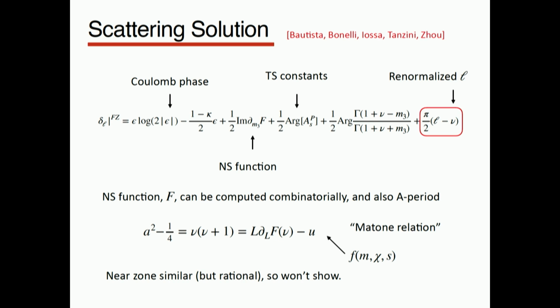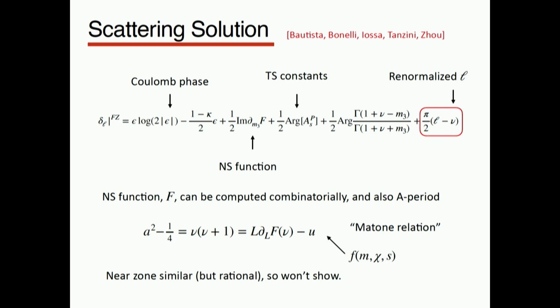This is what the far zone phase shift looks like. There's the so-called Coulomb phase, which is a divergent part. There's some complicated stuff, Teukolsky-Starobinsky constants. This is where the Nekrasov-Shatashvili function shows up. There's some kind of Sommerfeld piece. But I want to draw your attention to this last term. This last term is written in terms of something called the renormalized angular momentum, nu, which appeared 30 years ago in the GR literature. No one knew what it was, but people perhaps were inspired, and they called it the renormalized angular momentum.